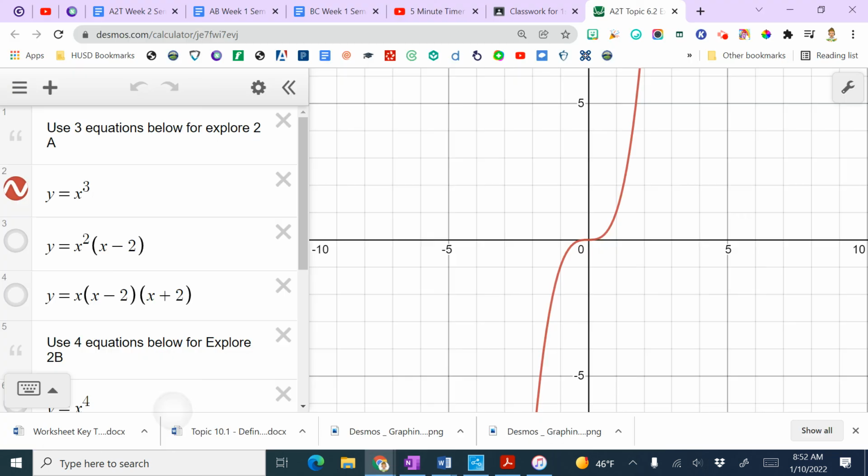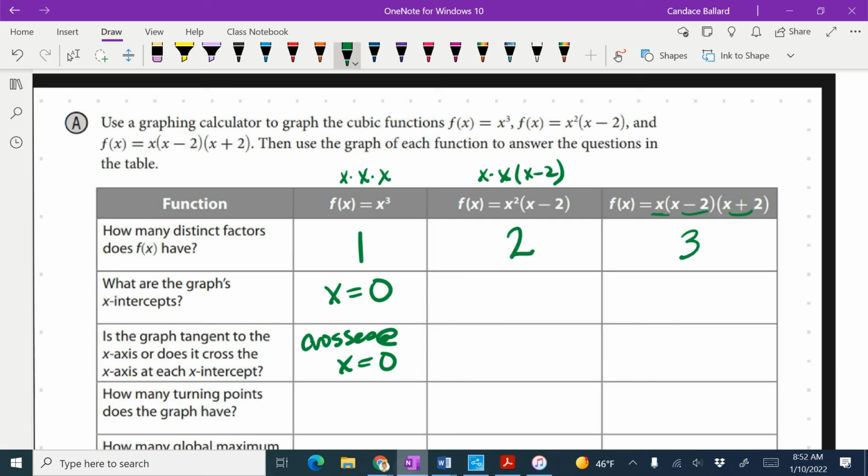All right, it's next asking us how many turning points does it have? So does this one have any turning points where it goes from going up to going down or going down to going up? Does it change direction? This one doesn't change direction. You're going to see what it means by changing direction in the next one, okay? So none on this one.